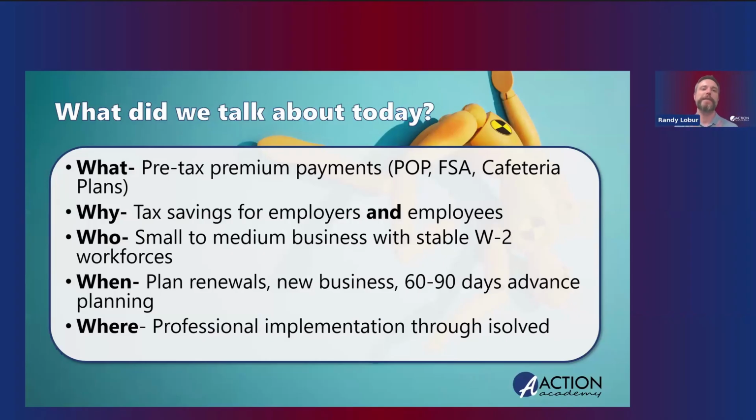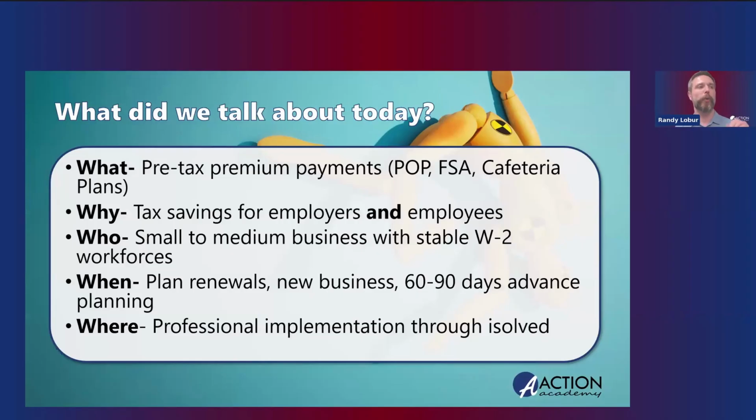What are 125s? They are plan documents that allow for pre-tax premium payments, things like premium-only plans, FSAs, or cafeteria plans. Why do you want them? Because they're tax savings for both the employers and the employees. Employees reduce their taxable income. Employers reduce their FICA taxes. It's a win-win for everyone involved.